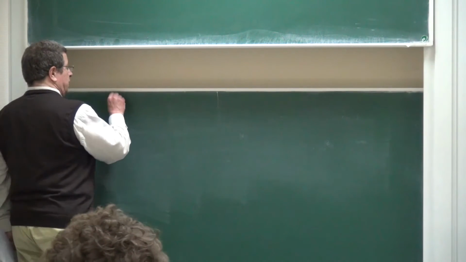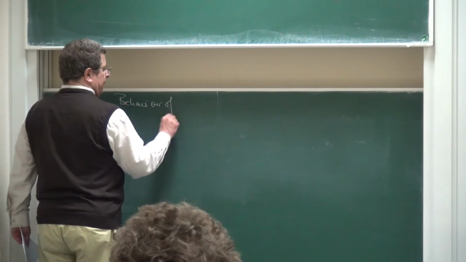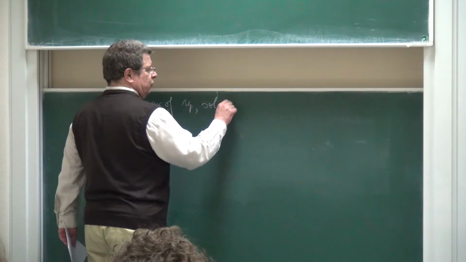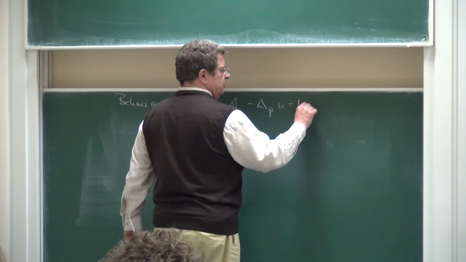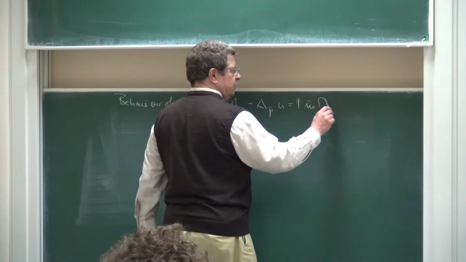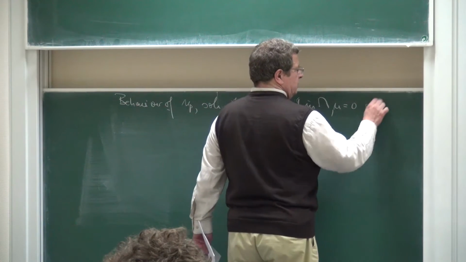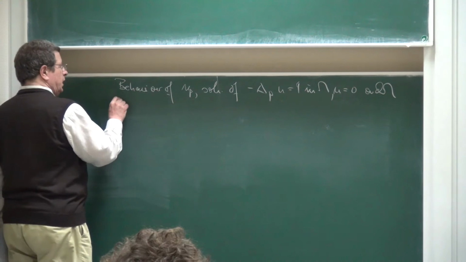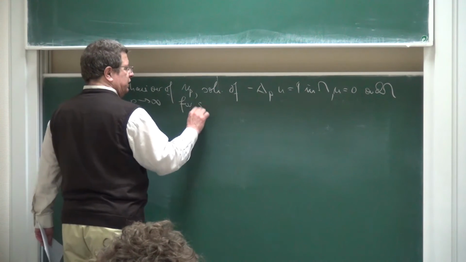So we study the behavior of u_p, solution of minus p-Laplacian u equal to 1 in omega, u equal to 0 on the boundary, as p goes to infinity for general omega.